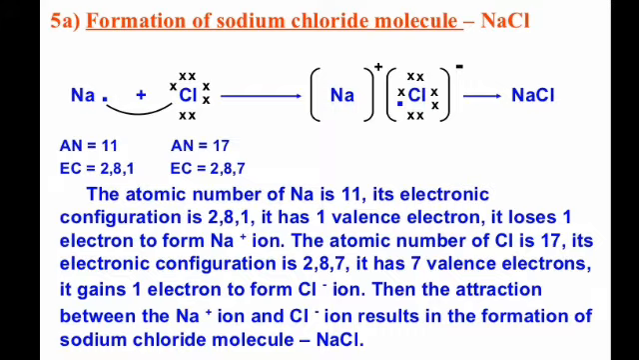And as such, sodium tends to lose this electron towards chlorine, whereas chlorine, having 7 valence electrons, gains this 1 electron to form the chloride ion. Then the attraction between the positive ion and the negative ion results in the formation of a compound, that is sodium chloride. It is the electrostatic attraction that binds the two ions together to form a molecule.